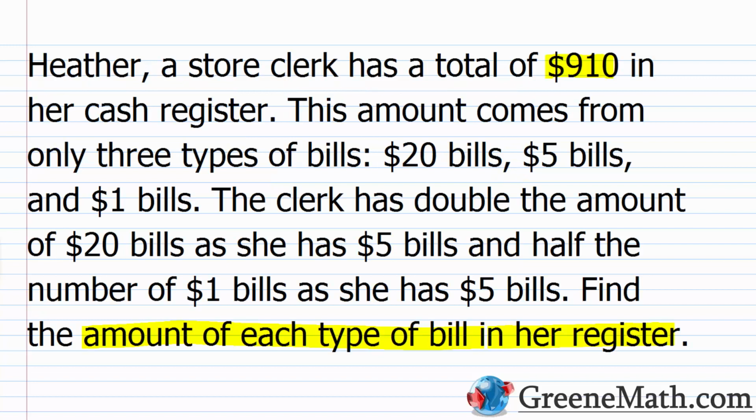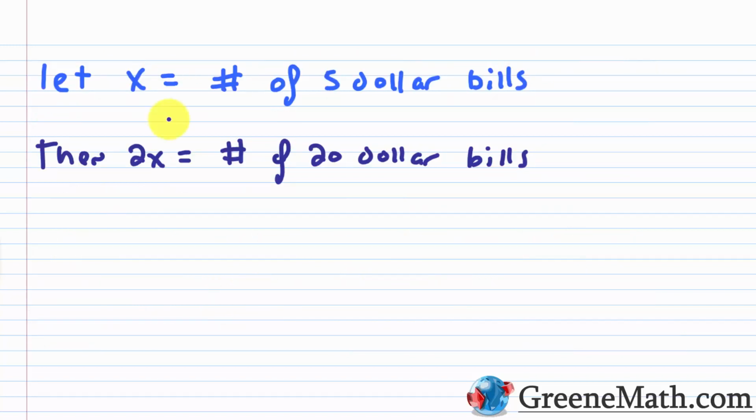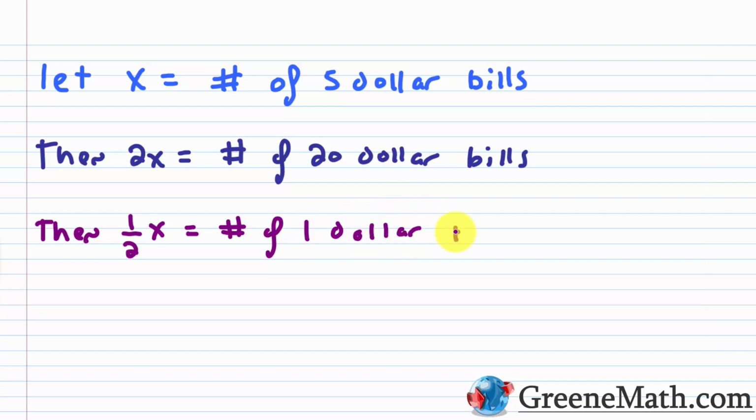Going back up, for the number of $1 bills, it says half the number of $1 bills as she has $5 bills. So if I take half of x, or just 1/2 x, that's going to represent the number of $1 bills. So we'll say 1/2 times x, or you can put x over 2, is equal to the number of $1 bills. Now, how do we get an equation going? We've modeled all of our unknowns, but we need an equation to get a solution.